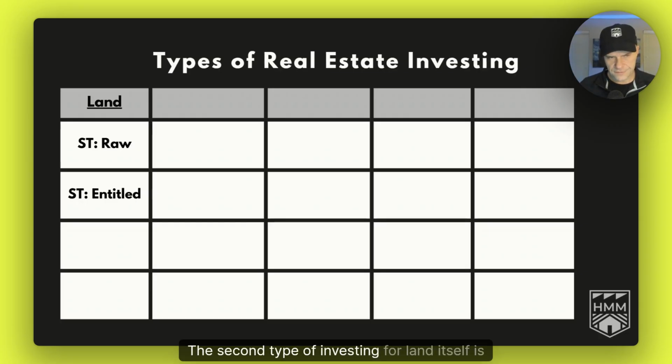The second type of investing for land itself is taking raw land and bringing it into the entitled condition so that it's now ready for construction, as we just talked about. The act of entitling is very important for builders. Builders don't like to take land from raw to entitled because it's not their specialty and it takes a great deal of time and effort. They're really on the hunt for entitled land that's build ready and will pay good money for it.